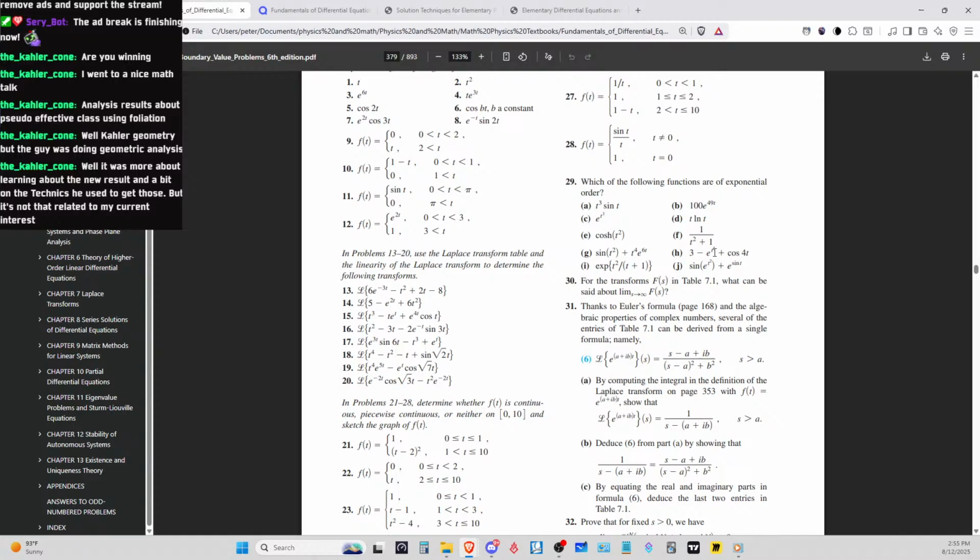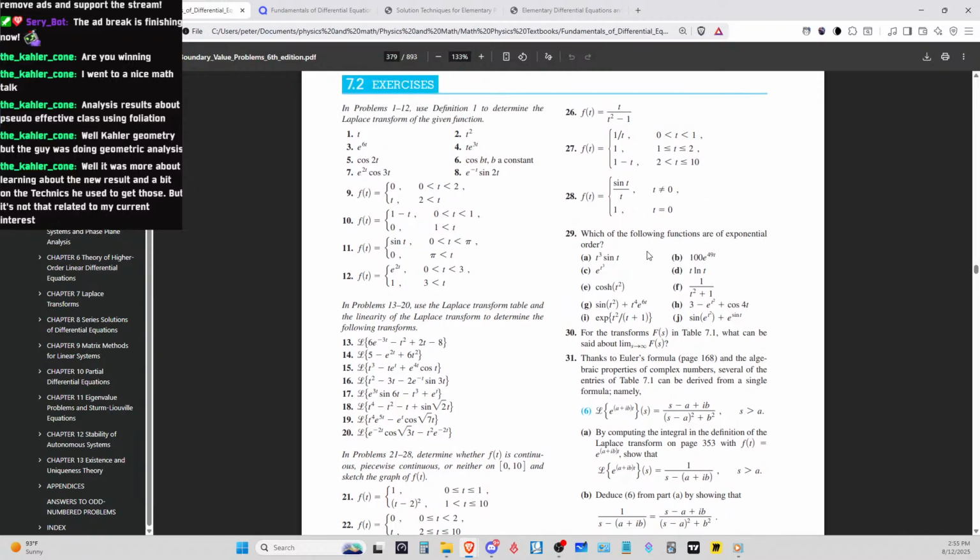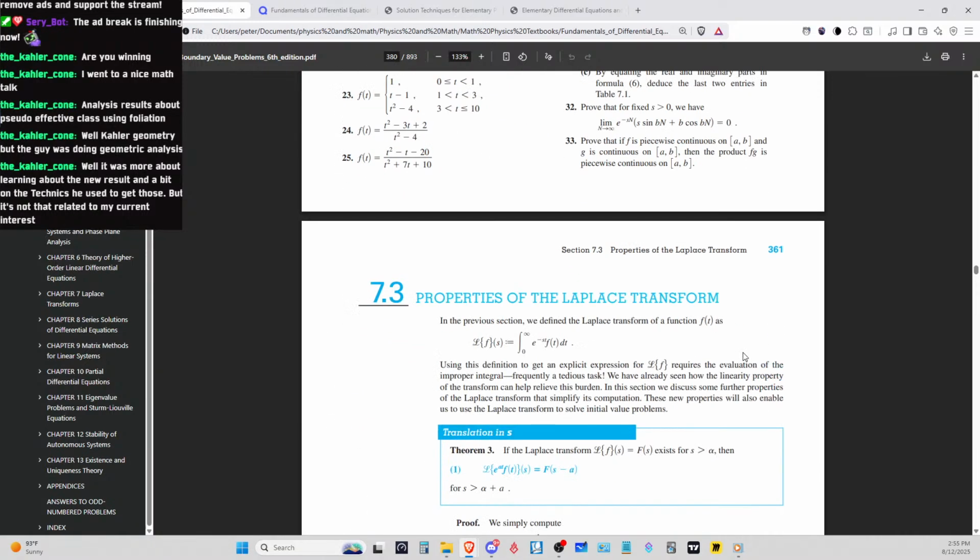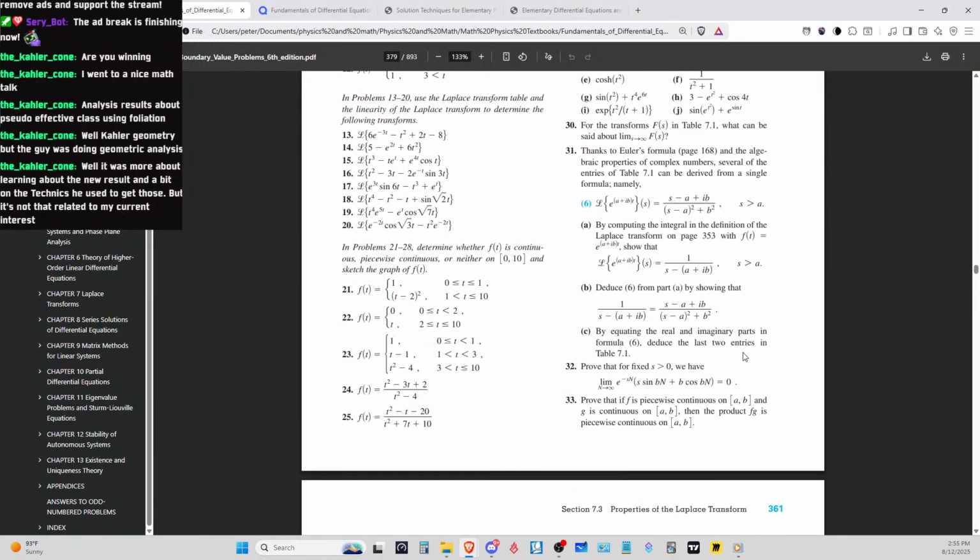What other interesting things here? Which of the following functions are exponential order? Feels like they're going into more of the detailed stuff. Like technicals, I mean.